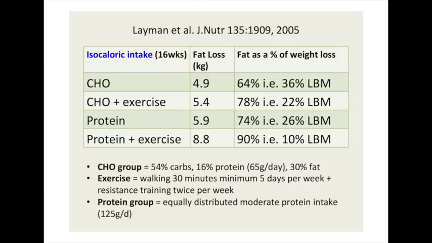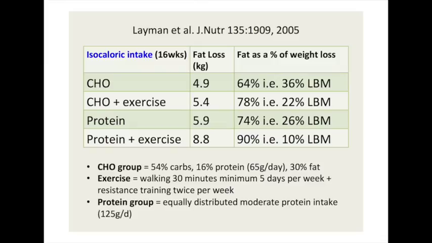So we have one group they called the carbohydrate group, but that was basically dietary guidelines. Remember I said 54%, 16%, 30%? That's the carbohydrate group, based around dietary guidelines. Those people in the top group did no exercise. No exercise at all. The next group, same diet, exact same diet, but they did some exercise. They had to do a minimum of 5 days a week, 30 minutes of walking, and twice a week they had to do 30 minutes of resistance exercise.